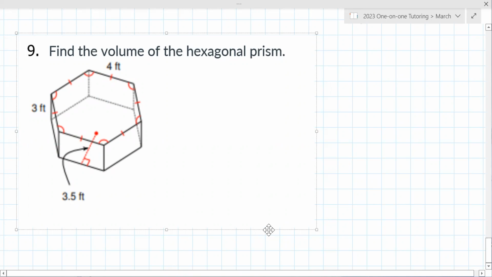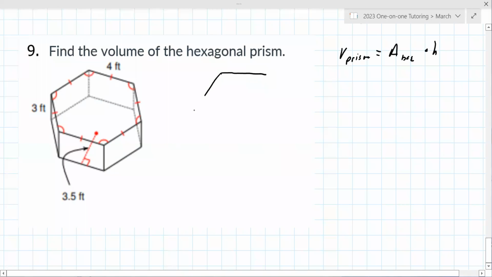All right, number 9, find the volume of the hexagonal prism. The volume of a prism is always the area of the base times the height. So the base in this problem is a hexagon. And we were for a while using the formula: the area of the regular polygon was 1/2 the apothem times the perimeter.